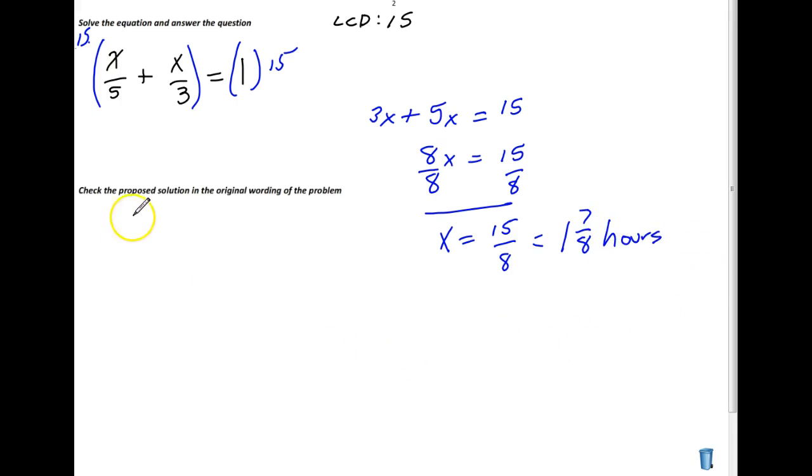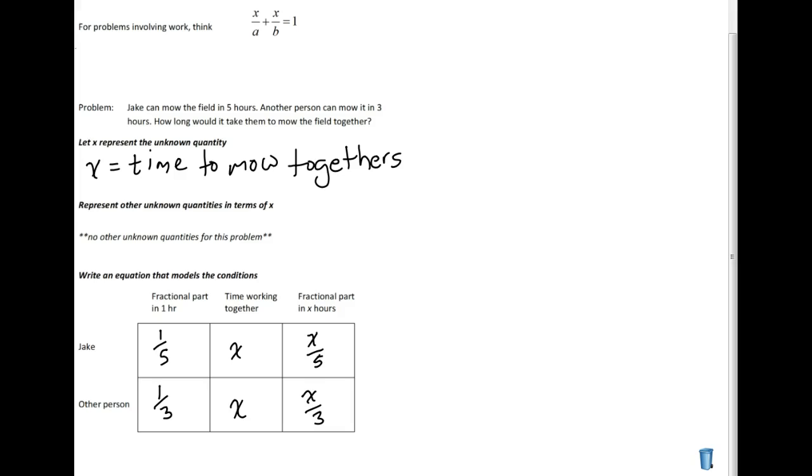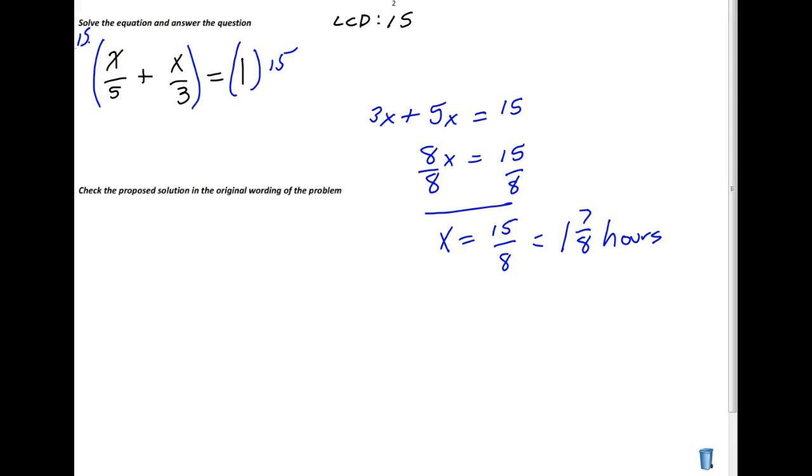Now, does that make sense? Check the proposed solution in the original wording of the problem. Well, let's go back and look at it. Remember, Jake could do it in 5 hours if he did it all by himself. The other person could do it in 3 hours if they did it all by themselves. But we said they're going to work together, so it should take less than 3 hours if they work together, because this other person, they're just a whiz on the mower. They can do it all by themselves in 3. So it should be less than 3. We got an answer of 1 7/8, and that is less than 3, so that does make sense for this problem.